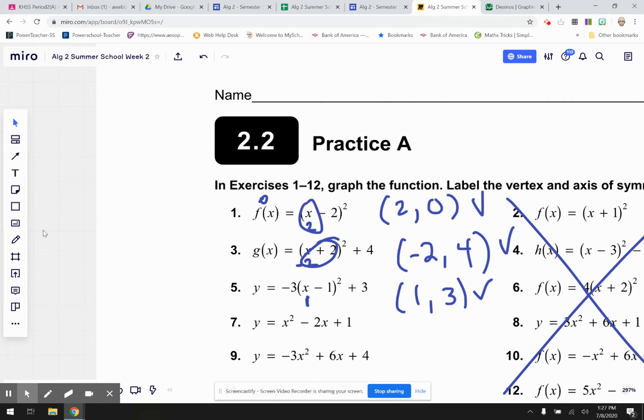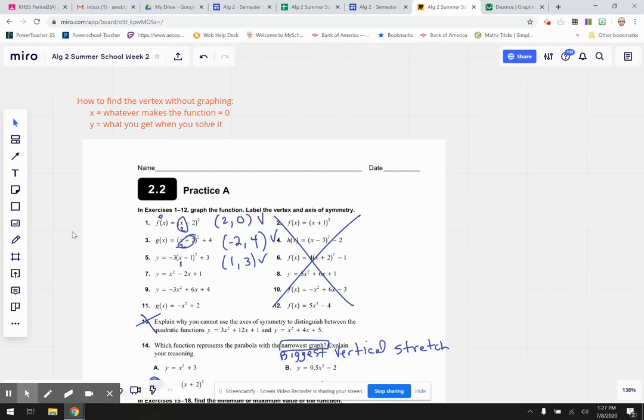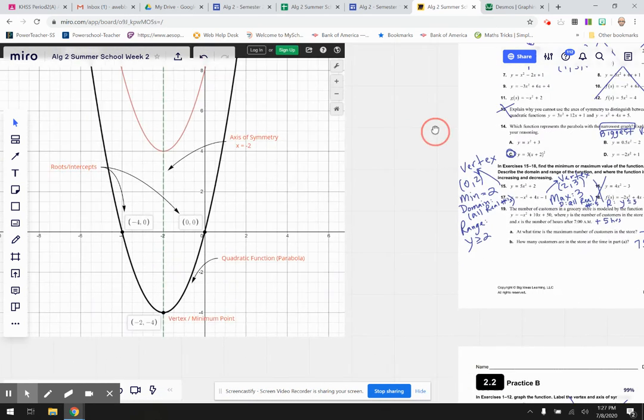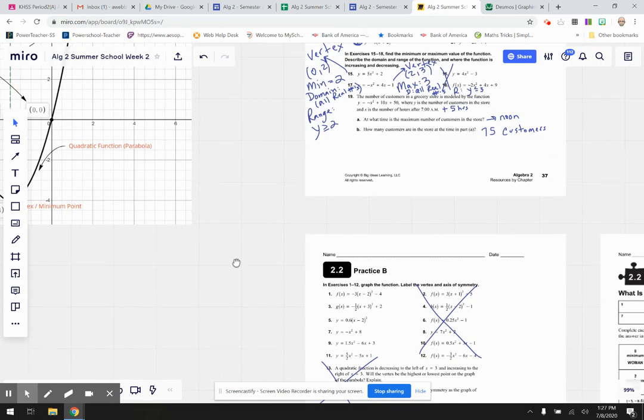And then we learned about the maximum and minimum values. So graphs that look like this are going to have a minimum because it's the bottom and it won't go any lower. Upside down graphs will have a maximum and they won't go any higher. So that's maximum, minimum.